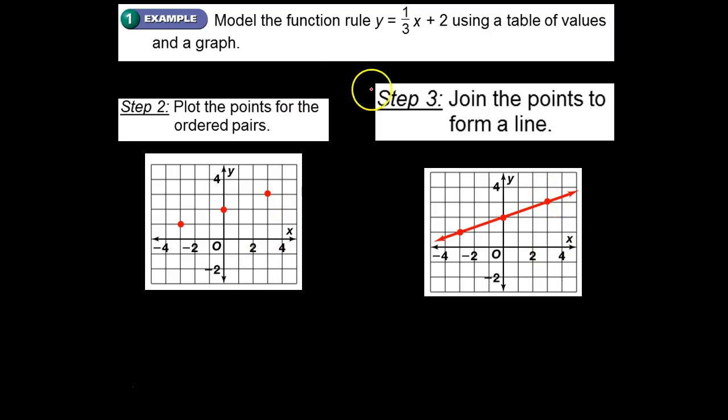The third and final step here, to model the function by using table values, would be to connect all the points to form a line. So over here are my 3 points, and I plugged them in, connected my points to create a line.